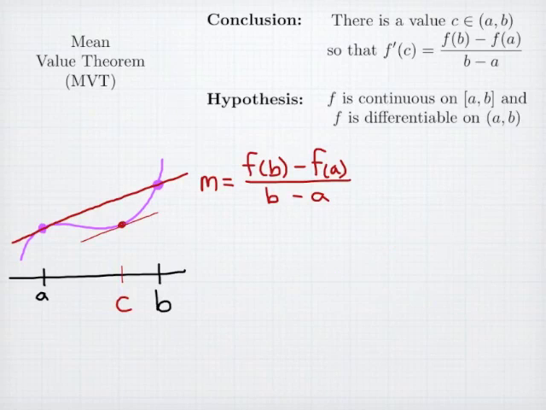So how do we recognize when we want to use the mean value theorem? The mean value theorem has the potential of finding points where my derivative at a point matches the average rate of change.